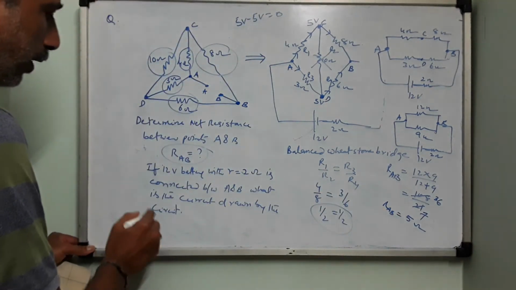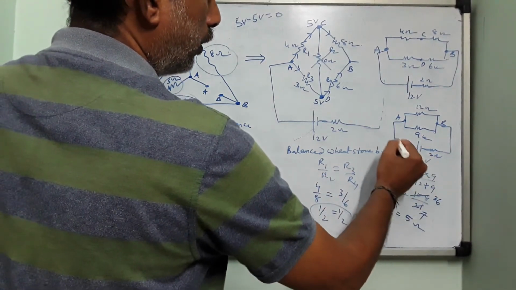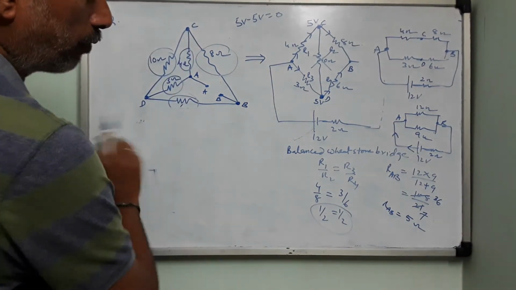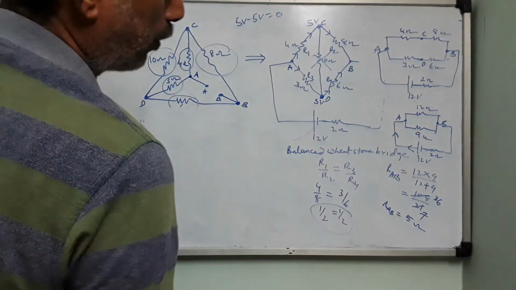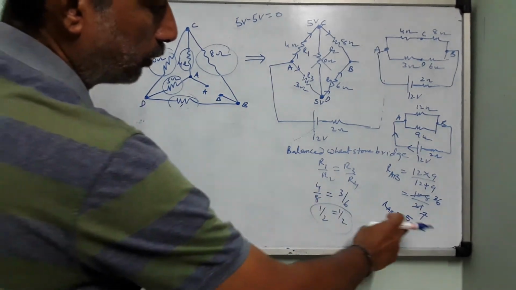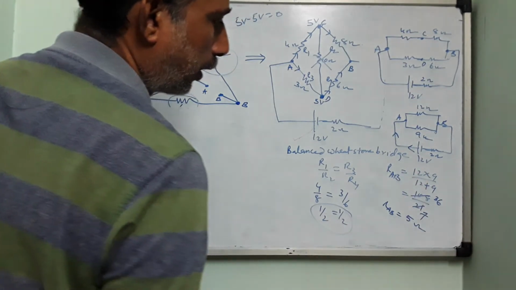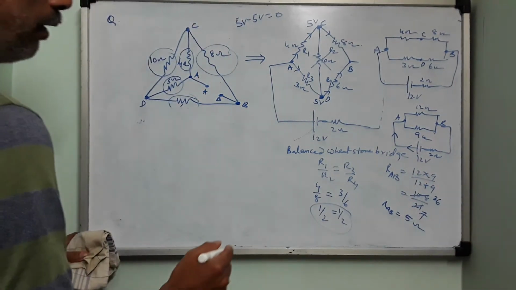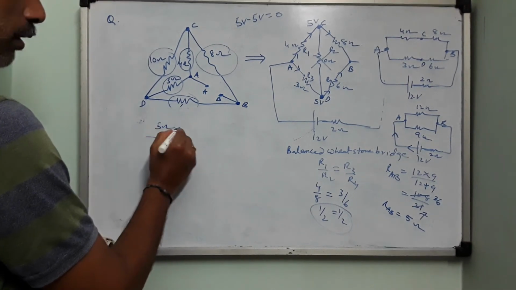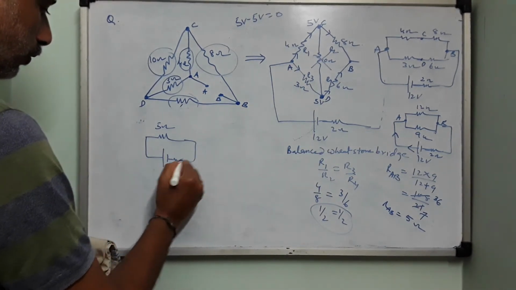Fine. Now the second part is what? If a 12 volt battery with internal resistance of 2 ohm is connected, how much current is drawn? Now the 12 and 9 will come out to be 36 by 7, that is almost 5 ohm. So 5 ohm and 2 ohm are in series. So I will write it as a 5 ohm resistor here, and here 2 ohm will be here like this.